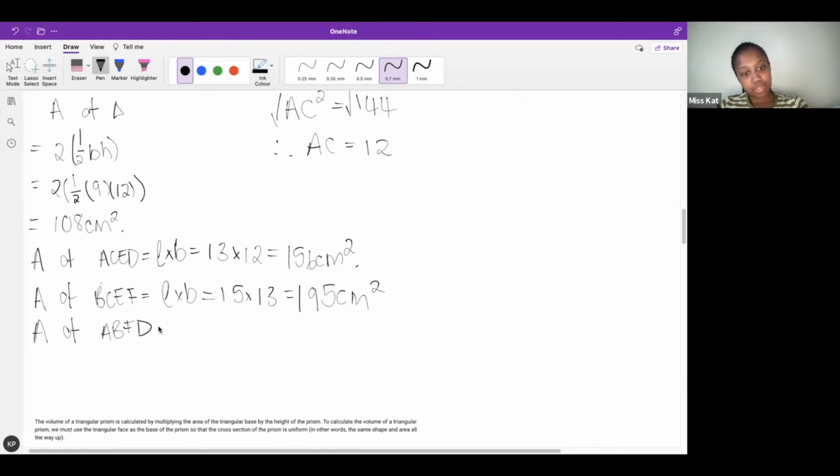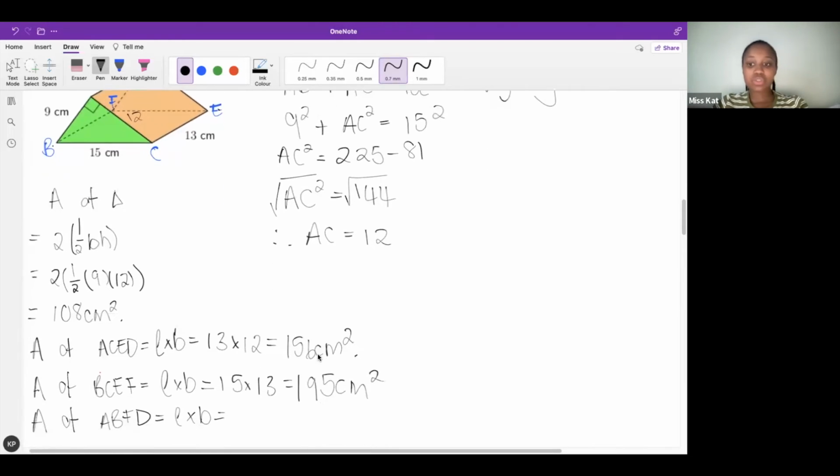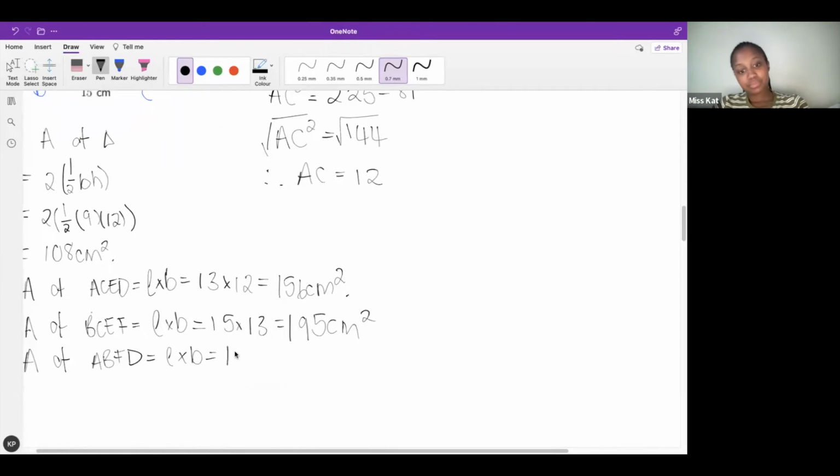FD, which is length times breadth. What are my dimensions for ABFD? The one at the side, on the left-hand side. Dimensions for the one on the left-hand side. Thank you very much. 9 times 13. And that gives us how much?